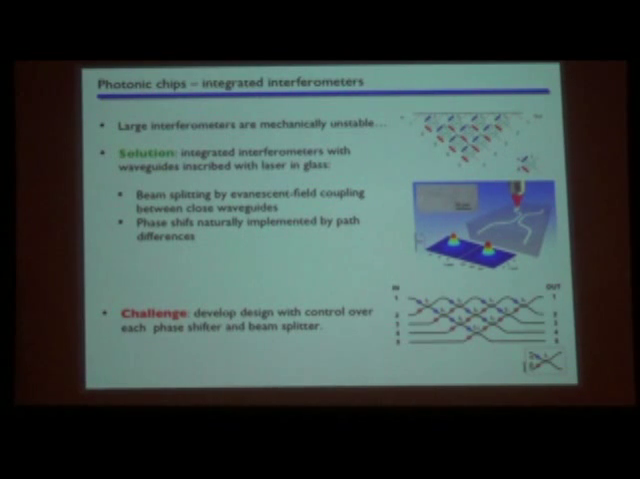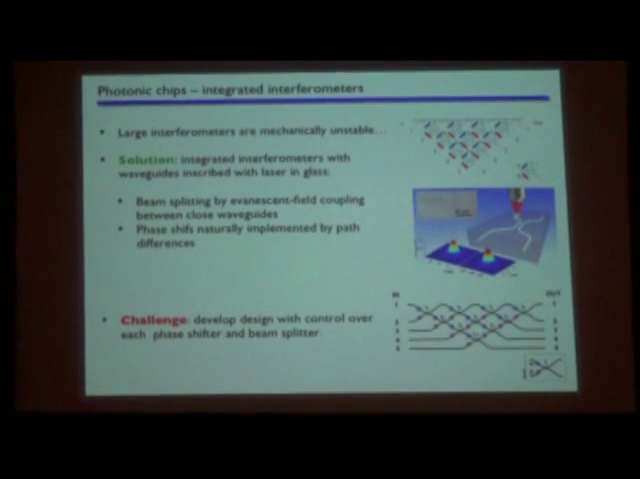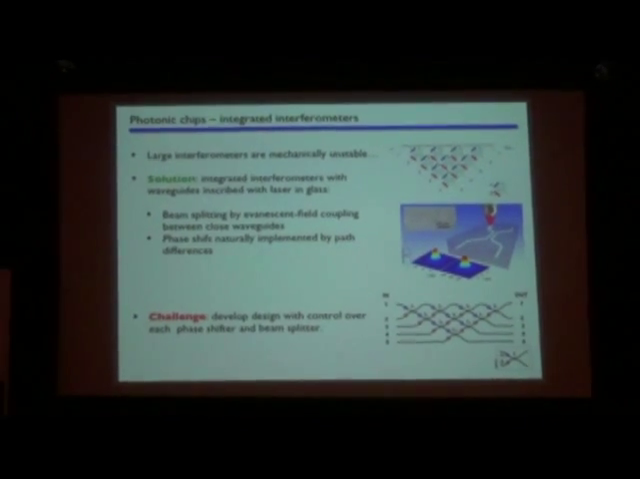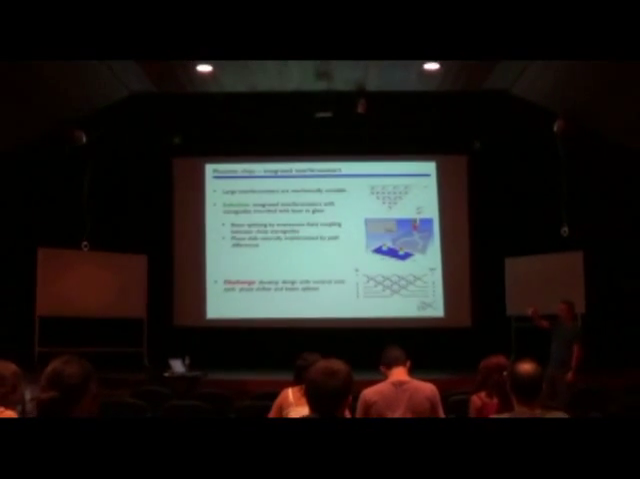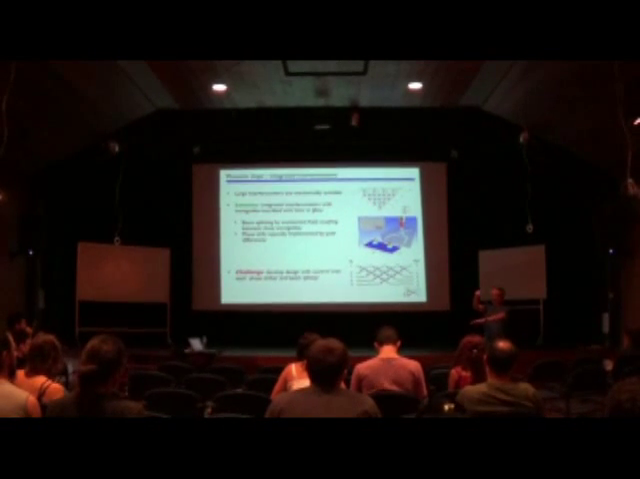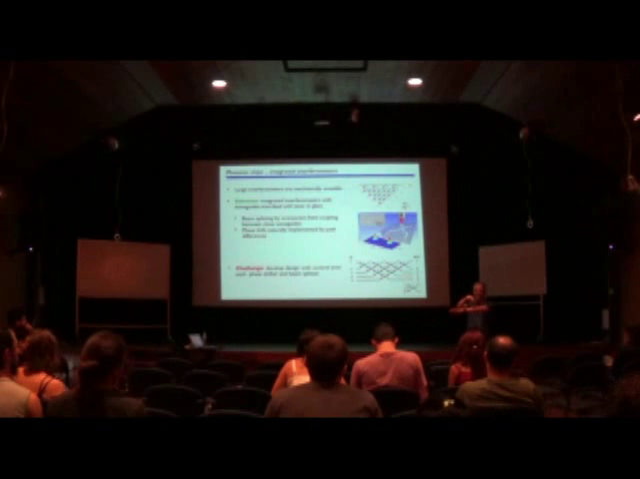So the key is to go to integrated circuits, because then the elements are all made in a single piece of glass, and they're all stable. The way to do this is, as Philip Walther described, using a very powerful laser, you can move a piece of glass with respect to this laser.